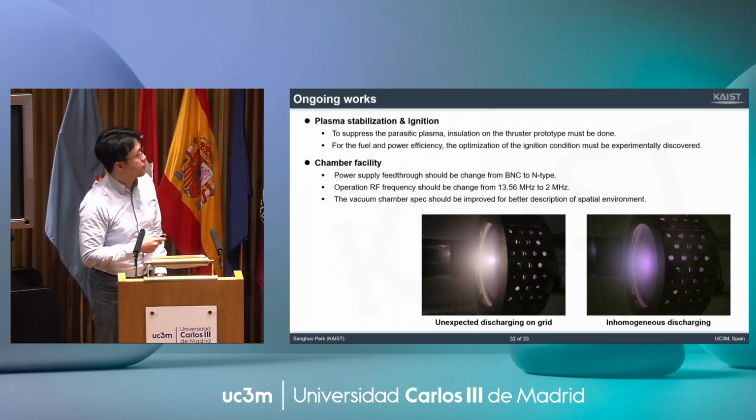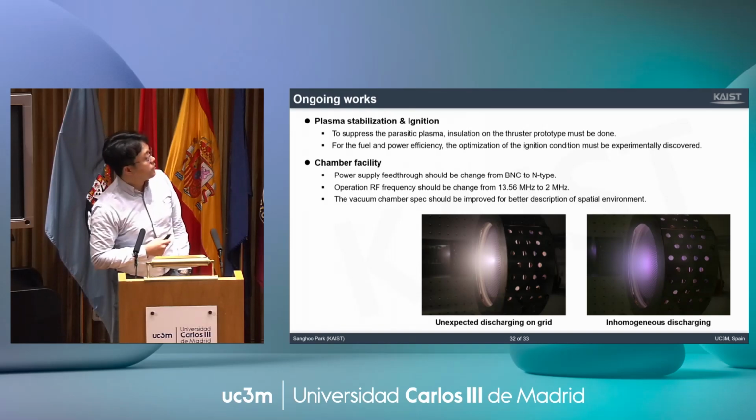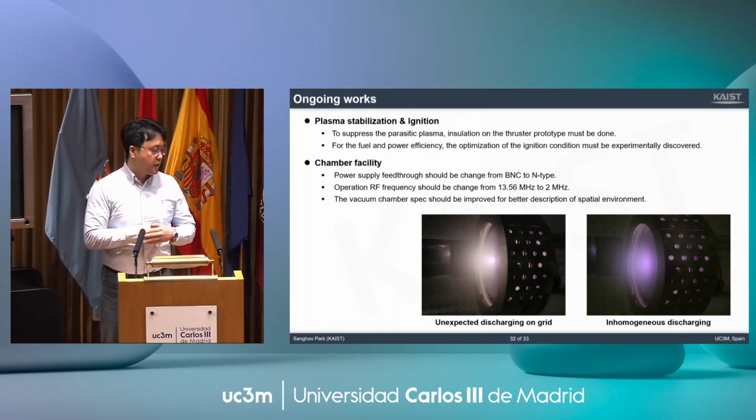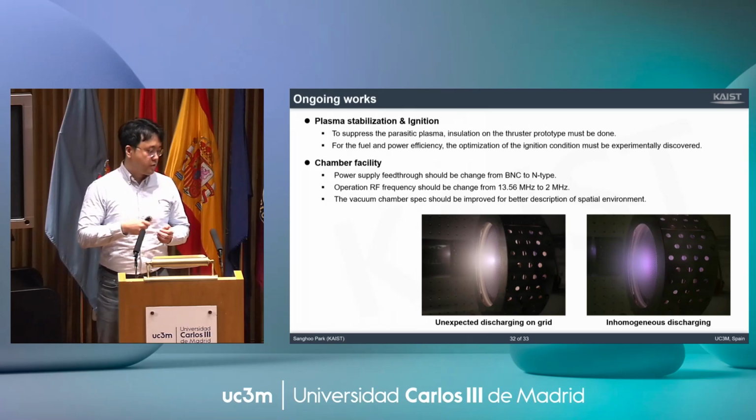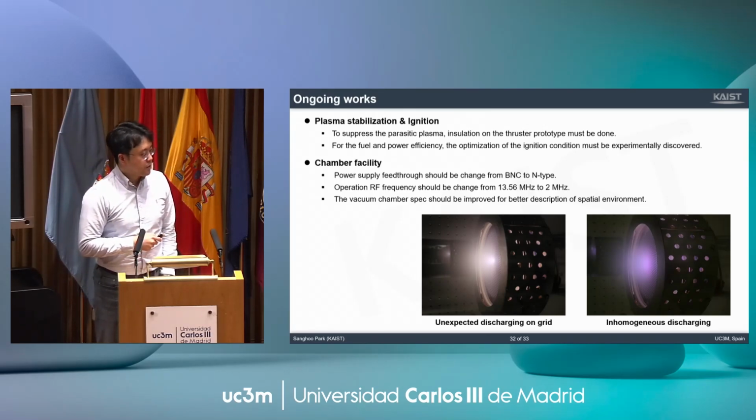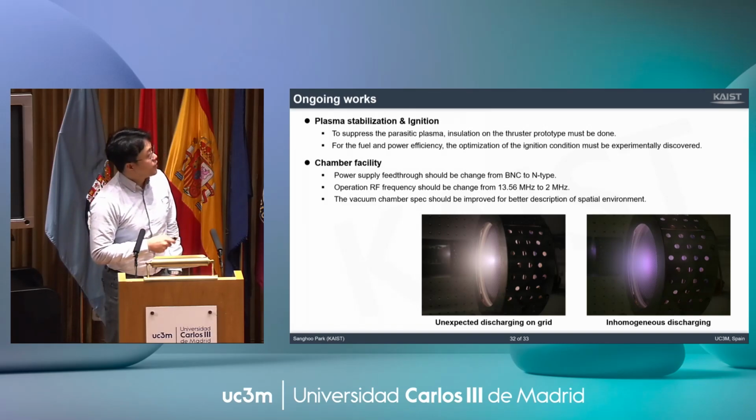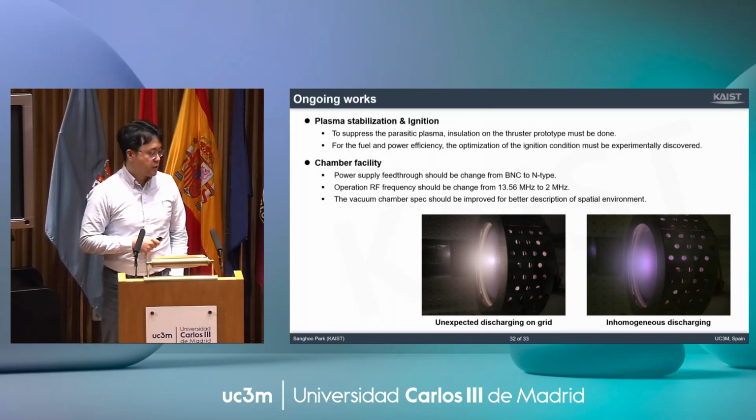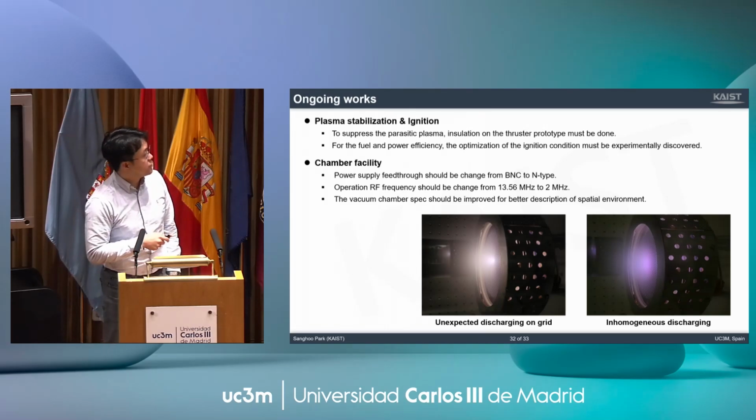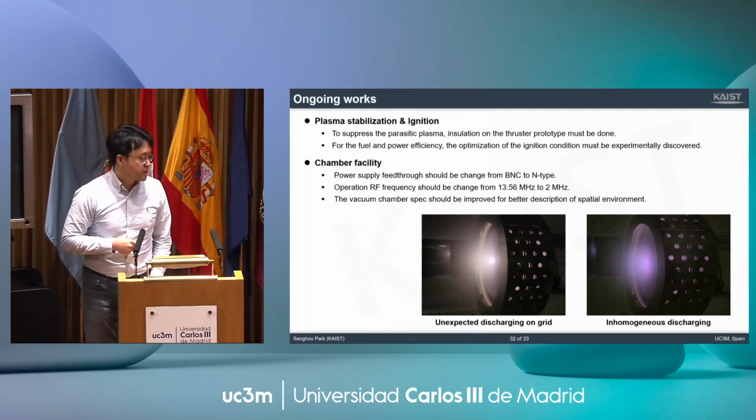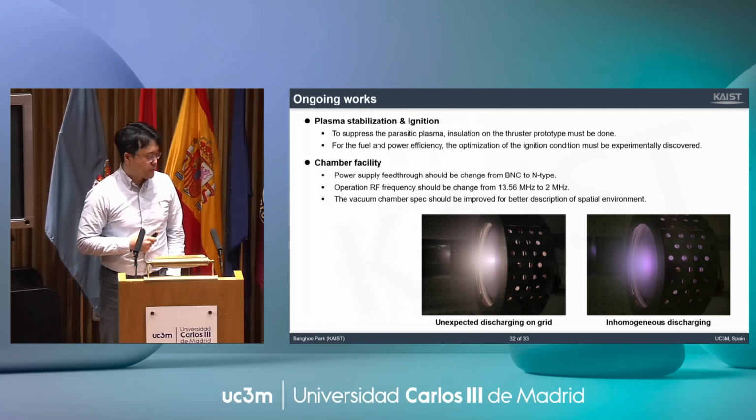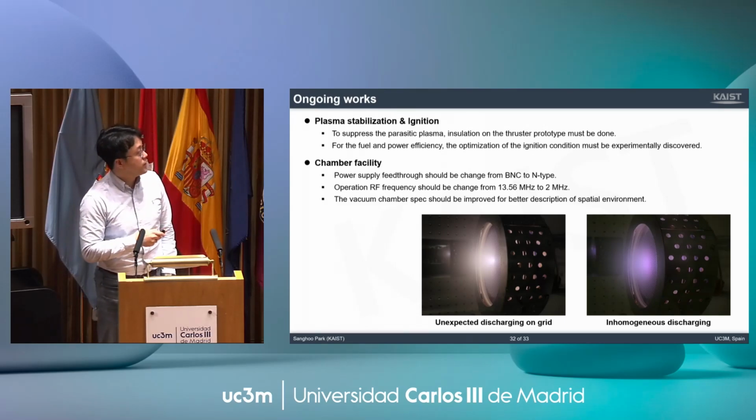First, we need to stabilize and develop our ignition technology for breaking down the radio frequency plasma inside the chamber. And we also need to improve our chamber facility because we have very abnormal discharges like this. First, you can see an unexpected discharge on the grid system like this. Here you can see a very high current discharge between the grids. So this is our first problem.